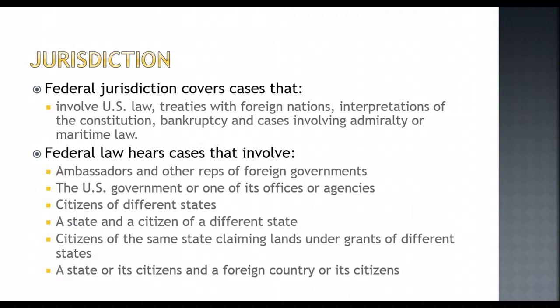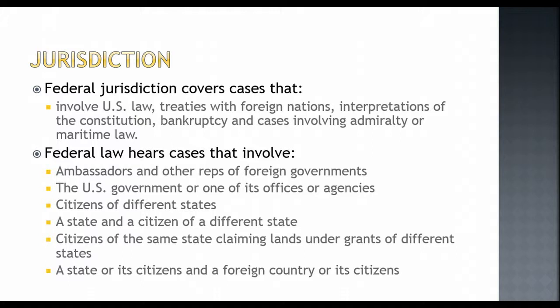The U.S. government or one of its offices or agencies, so if you sue our government or if you sue one of the departments, like you wanted to sue the Department of Transportation or the EPA or something like that, then that's going to be heard at the district level. Citizens of different states, like we said earlier, if I'm from Florida and I want to sue somebody from Georgia, that's going to be heard at the district level. A state and a citizen of a different state. So like say I go to Georgia and I feel Georgia hasn't protected my rights and I want to sue the state of Georgia, then that would be heard at the district court level.